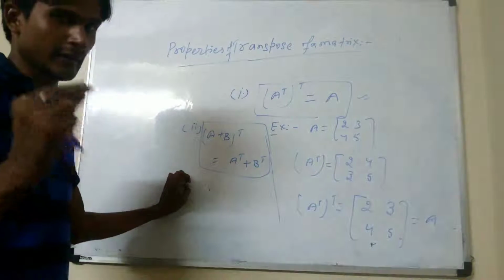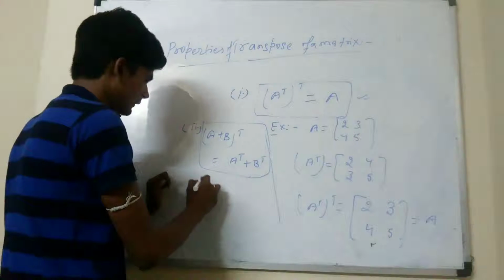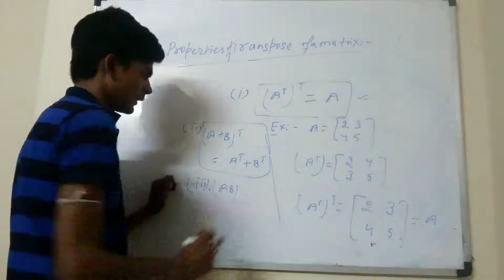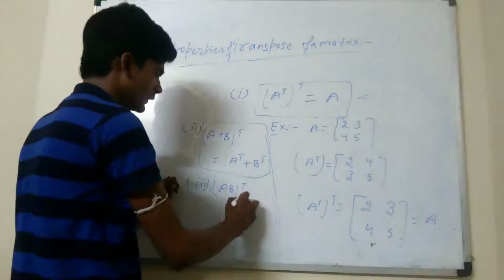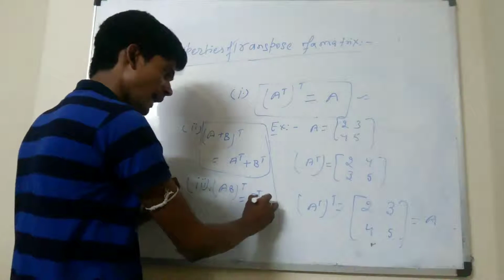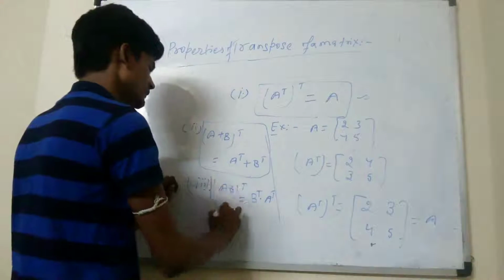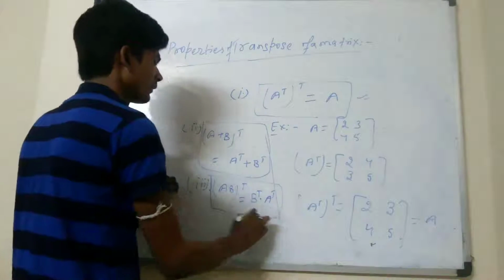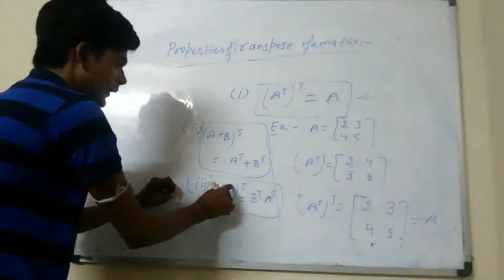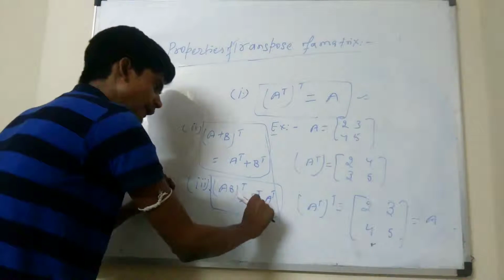Now the third property is the transpose of A into B is equal to B transpose into A transpose. This is very important. The transpose of A into B is equal to B transpose into A transpose.